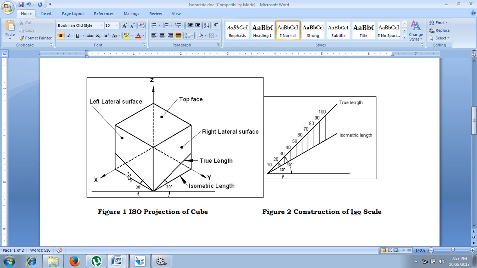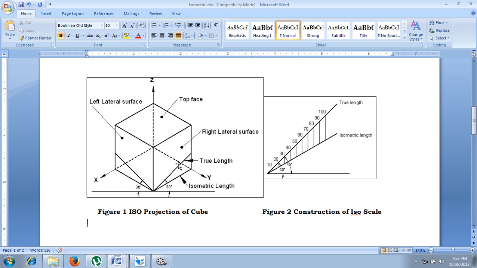All the horizontal lines you can see, 1, 2, 3, 4, 5, 6, 7, 8, all the 8 horizontals are 30 degree to the horizontal, whereas vertical edges remain vertical in case of isometric projections. Now, how to construct the isometric length? One can easily see here how to construct the isometric scale.